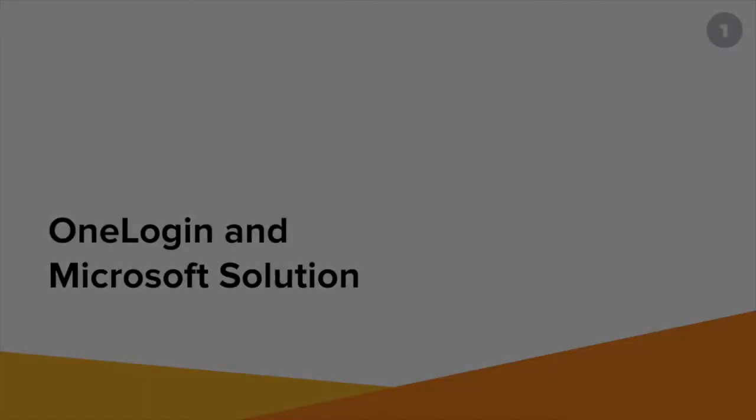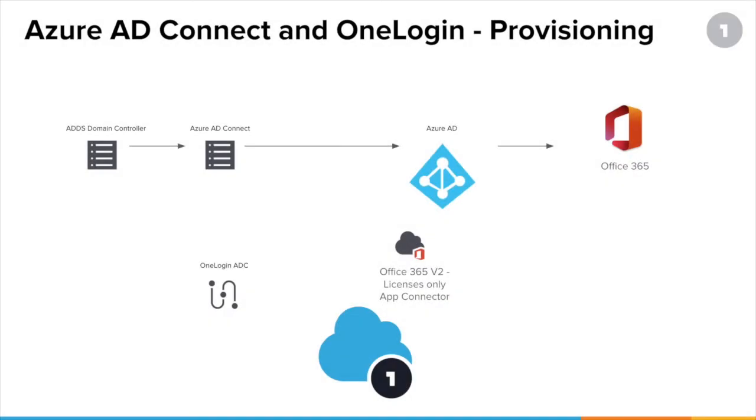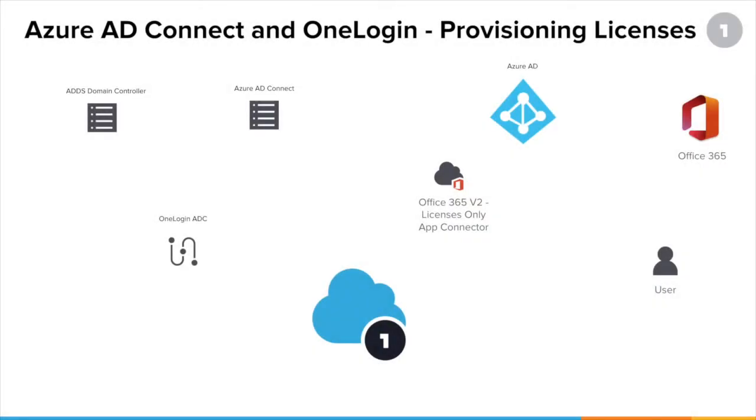Now, sometimes folks want to keep Azure AD Connect around to handle the provisioning, which means using both OneLogin and Microsoft components. So Azure AD Connect stays in place, doing its user sync thing. It's configured just as it would have been in a pure Microsoft single sign-on solution. The difference here is that instead of the main Office 365 V2 app connector, we would use the Office 365 V2 licenses only app connector. And since Azure AD Connect is handling most of the provisioning, we just need to make sure that users are assigned the appropriate Office 365 licenses.